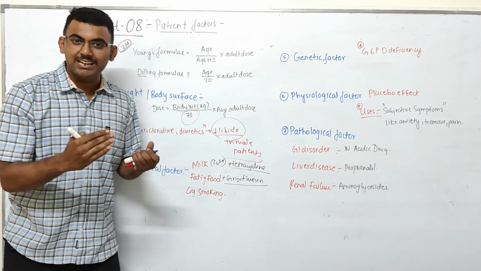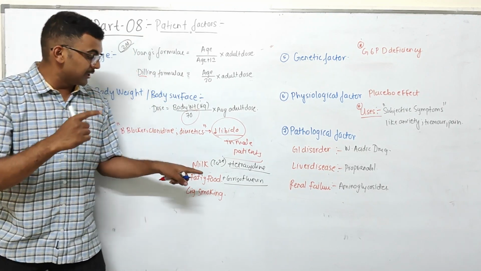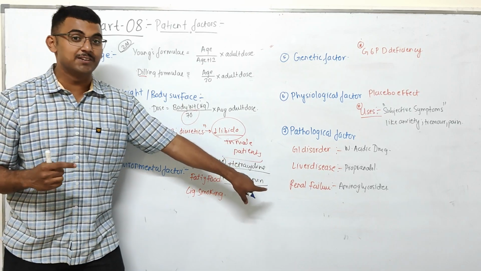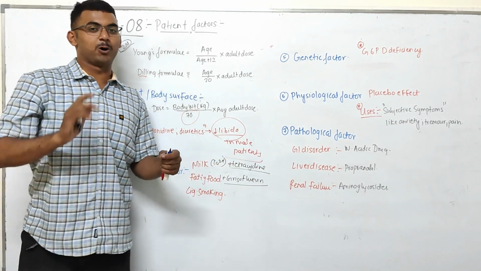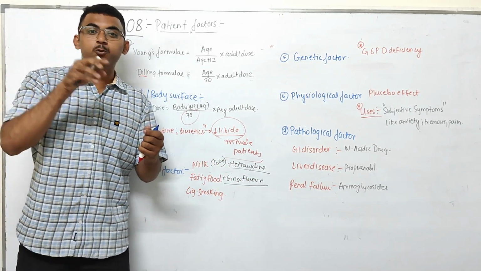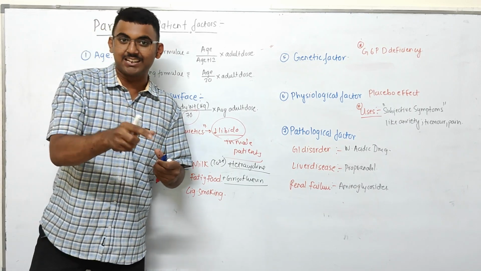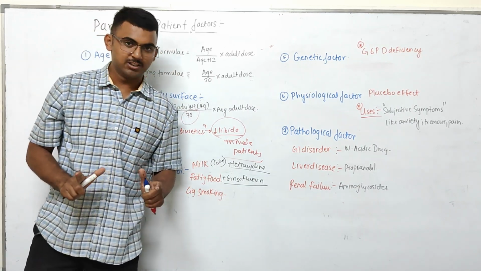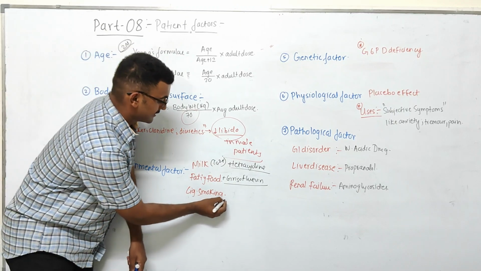So milk reduces the absorption of the drug. Similarly, the fatty food when it is given with riboflavin is going to increase the absorption, alright? So this is how the food or diet is going to affect the drug action. Okay? Now the next one is cigarette smoking.